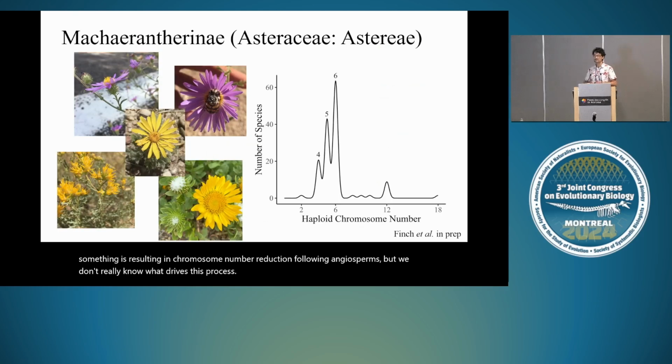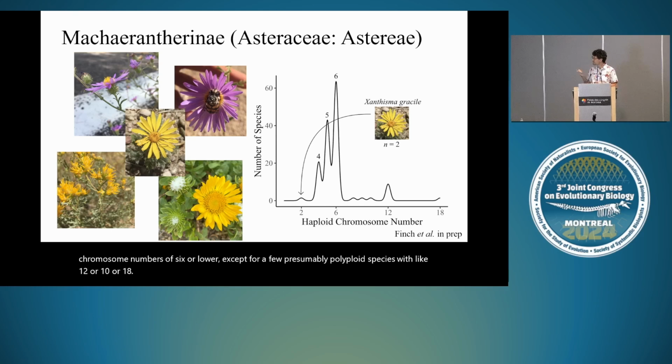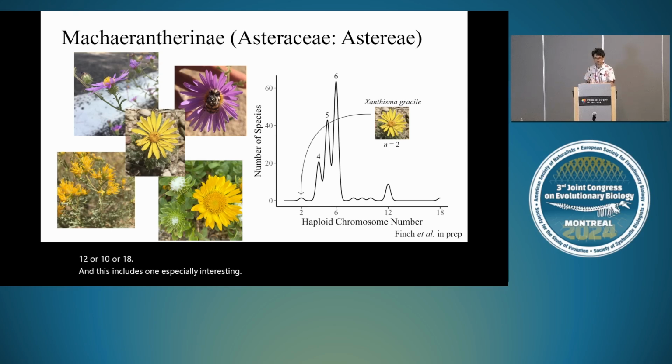To gain some insight into drivers of chromosome number reduction, I study this clade, the Marshalliinae. Like I said, it's in the sunflower family, Asteraceae, in the tribe Astereae, and it is unusual for its very low chromosome number distributions. You can see in this plot on the right that all of the taxa in this clade have haploid chromosome numbers of 6 or lower, except for a few presumably polyploid species with 12 or 10 or 18. And this includes one especially interesting plant. This is the first plant discovered with only 2 chromosomes, which is the lowest that we know of in any plant.